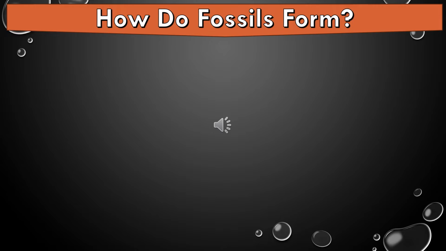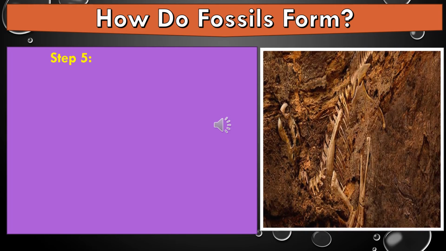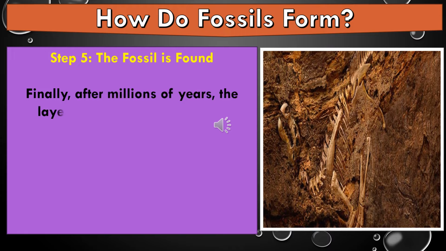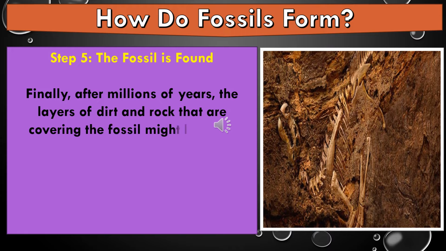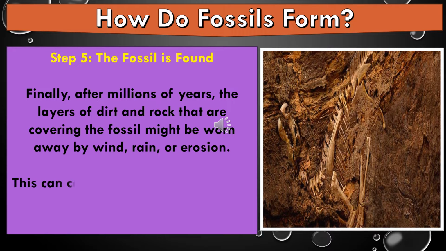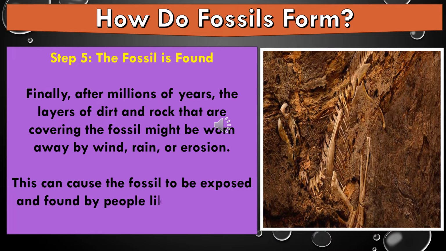Step 5. The fossil is found. Finally, after millions of years, the layers of dirt and rock that are covering the fossil might be worn away by wind, rain, or erosion. This can cause the fossil to be exposed and found by people like scientists or even curious kids.